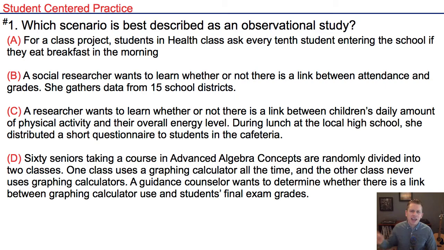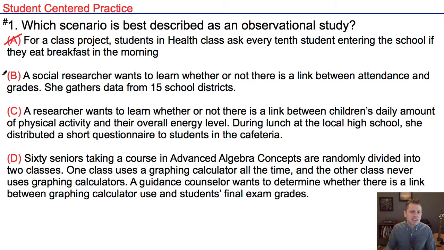Let's see if you can answer a question about an observational study. Which scenario here is best described as an observational study? In this case, we want to go through it and see which one is an observational study. Part A is not an observational study because it's actually a sample survey like we learned about in the last video. Here we're asking every 10th student entering the school if they eat breakfast in the morning. We're not observing, we're actually conducting a sample of the population.